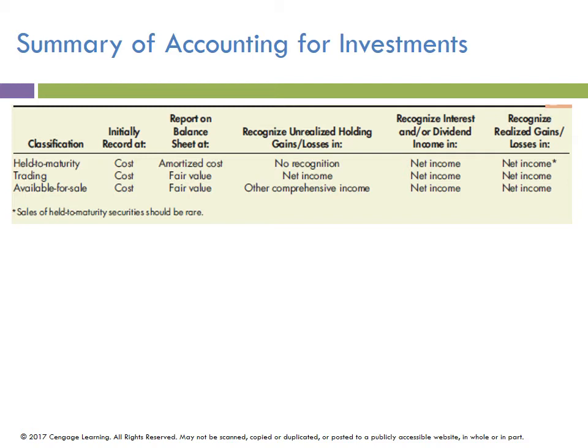We report them at their cost. We report the value as fair value on the balance sheet. Any difference between cost and fair value is reported as unrealized holding gain or loss in comprehensive income. So it does not go on the income statement directly, does not affect net income. However, interest and dividends related to these securities do go on the income statement, as well as realized gains or losses from the actual sale. Great little chart to have in front of you.